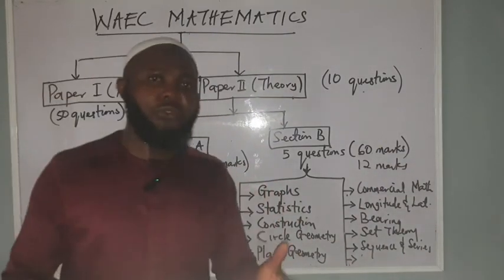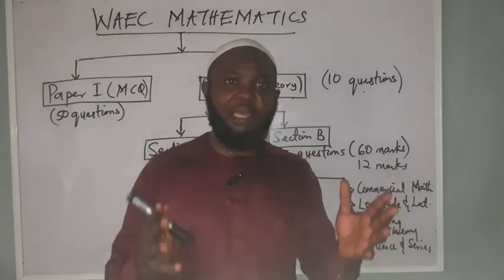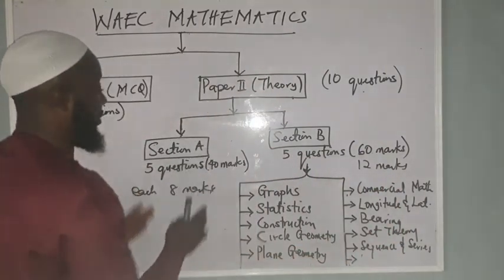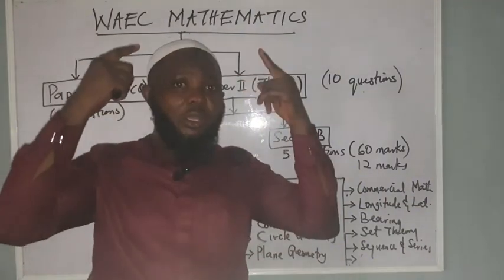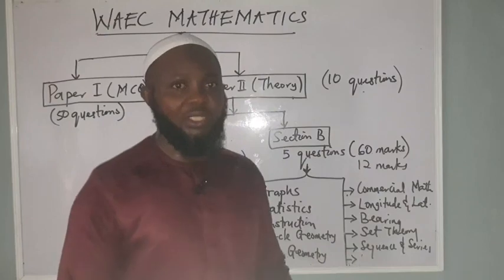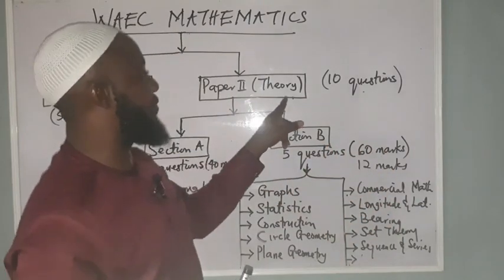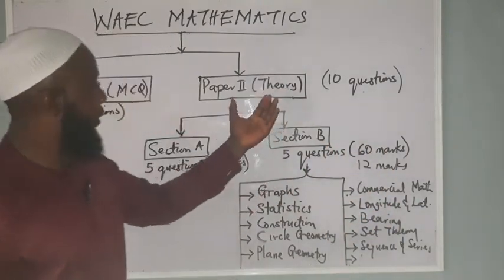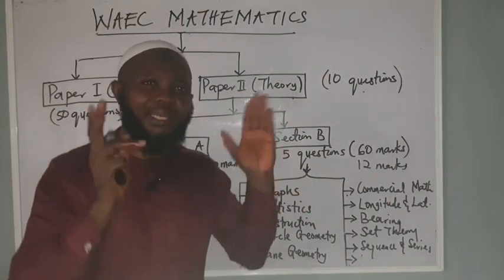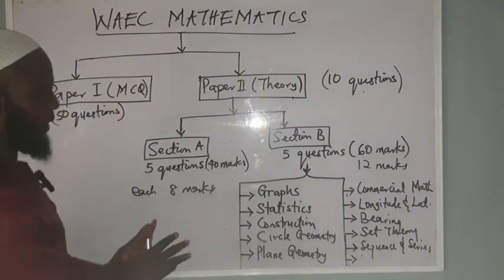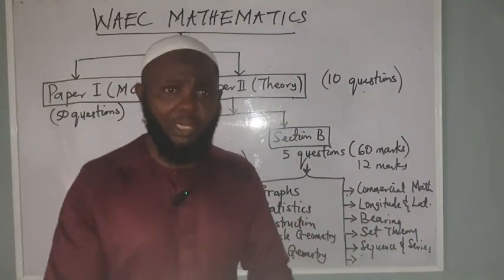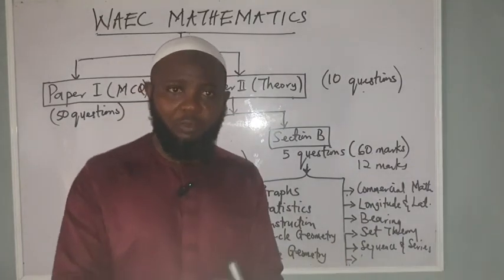Now, what students usually make a mistake on when they are given their theory questions is that they focus attention on section A because it's compulsory. They think in their mind that they must finish all the 5 questions. You're going to spend 2.5 hours on this theory part, and they can spend almost 1 hour 30 minutes on section A, leaving section B alone, because they are struggling. They say, I must finish this, I must finish this.